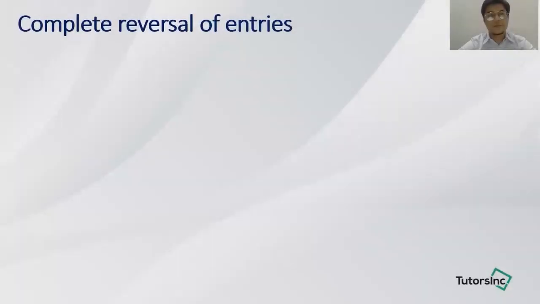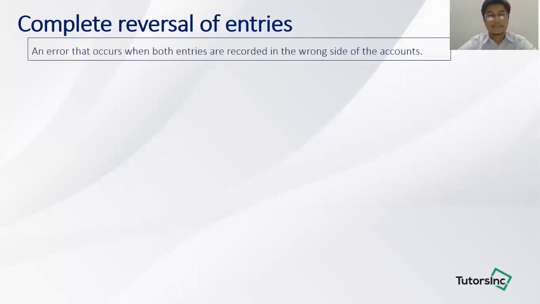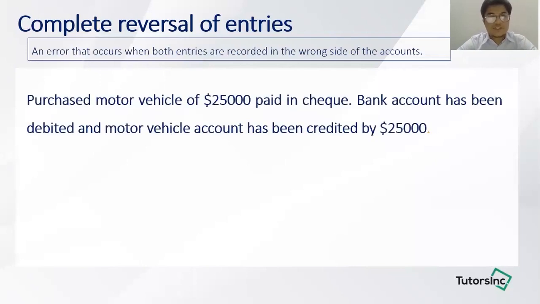The next error that we are going to talk about is called complete reversal of entries. This is an error that occurs when both entries are recorded in the wrong side of the account, which means an account that was supposed to be debited may have been credited. The account that was supposed to be credited has been debited. For example, we have a transaction which says purchase motor vehicle of $25,000 paid in check. Bank account has been debited and motor vehicle account has been credited by 25,000.